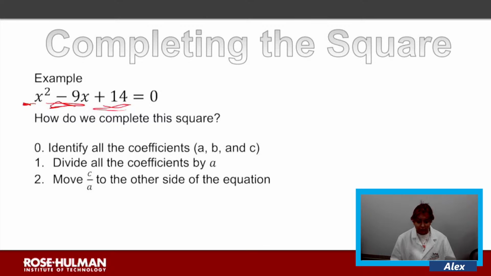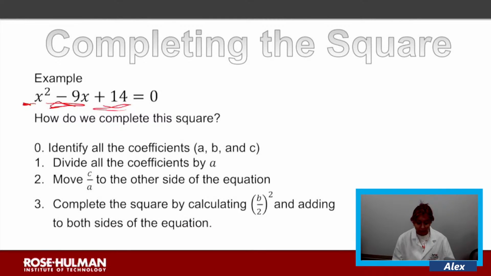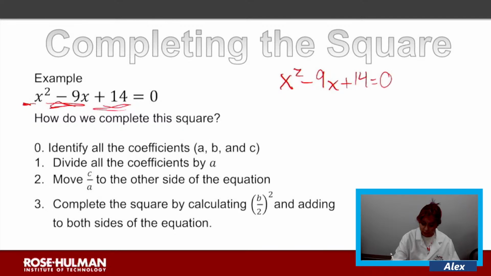Next, you want to move c over a to the other side of the equation. What this means is that you are moving the constant on the left side of the equation to the equivalent on the right side of the equation. Next, you complete the square by calculating b halved squared and adding to both sides of the equation. So for this instance, we would be changing our equation from x squared minus 9x plus 14 to x squared minus 9x equals negative 14.